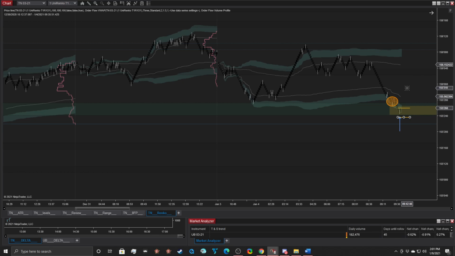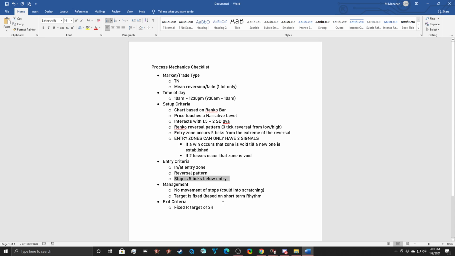And what you're looking to do now is eliminate discretion. So we have a mechanical system. We establish our narrative levels, then we have a DVA reference that we need to use, then we have the mechanical setup, and then the mechanical entry with the mechanical stop. The last thing we really need to talk about is exits in management.